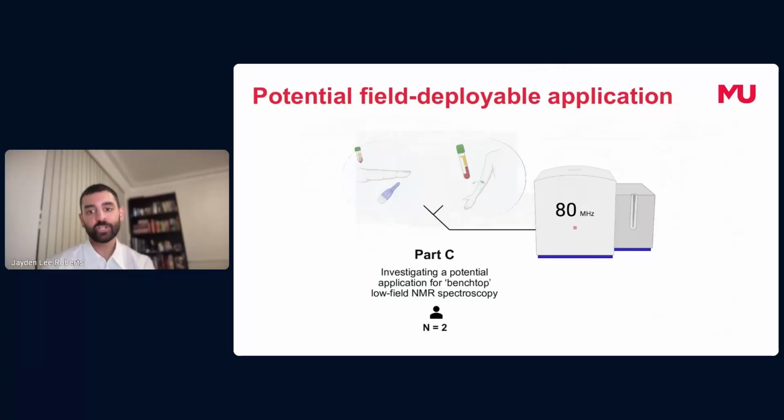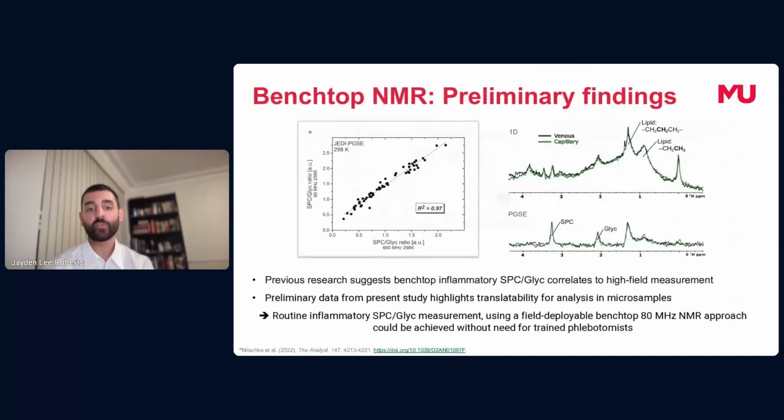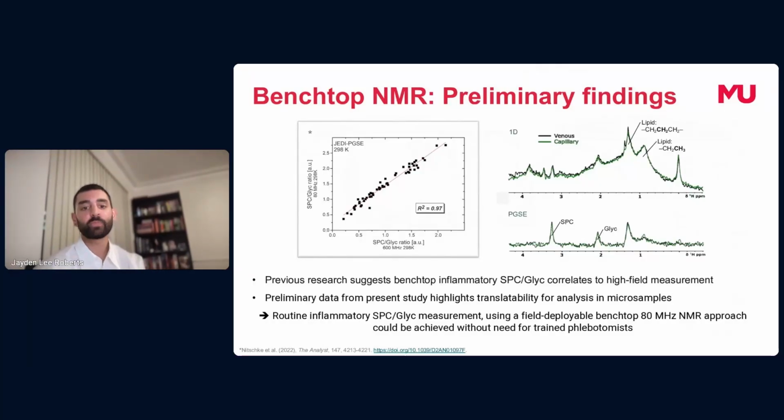We know from previous literature that the low field, or 80 megahertz, measurement correlates quite nicely with the high field 600 megahertz measurement, as you can see there in that first figure. In the present study, we wanted to extend this, and what we saw was an overlap between capillary and venous collection sites when we overlaid the spectra. Ultimately, what this preliminary data suggested is that microsamples were translatable for routine measurement of SPIC and GLIC using field deployable 80 megahertz benchtop approaches without need for trained phlebotomists.